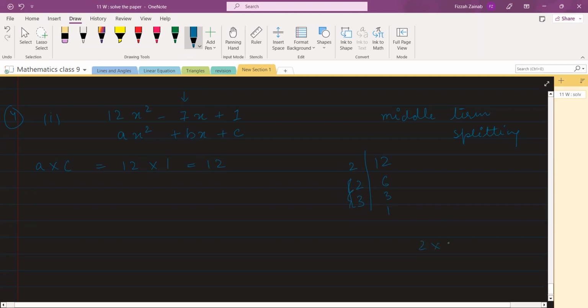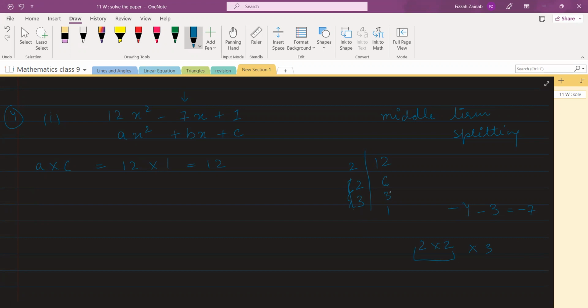You can do this: 2 into 2, 4, and then 3. Is it clear? So minus 4 and minus 3 is going to give you minus 7, right? So this way we are going to break this 12. We are basically breaking this a into c. So this 12x square minus 7x plus 1.